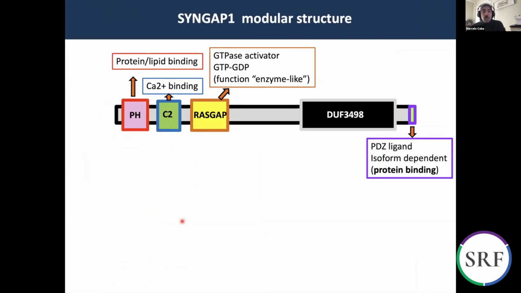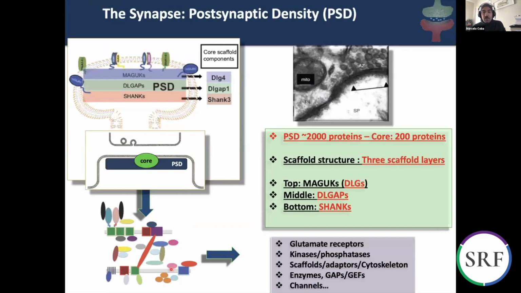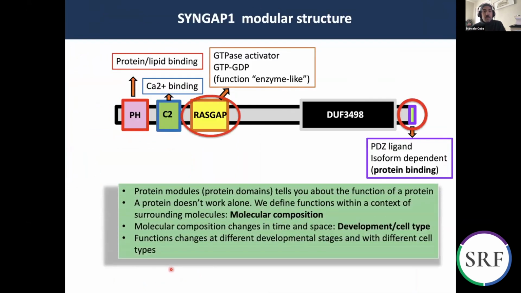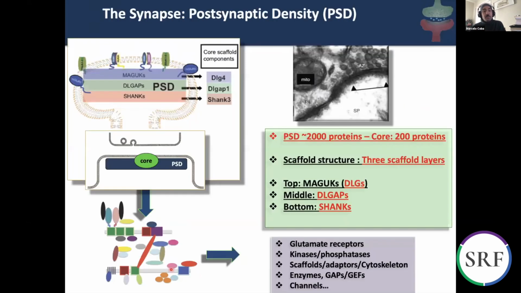And SYNGAP is one of these molecules. This is an error here. SYNGAP is one of these molecules that will have interaction with different components of this protein interaction network.